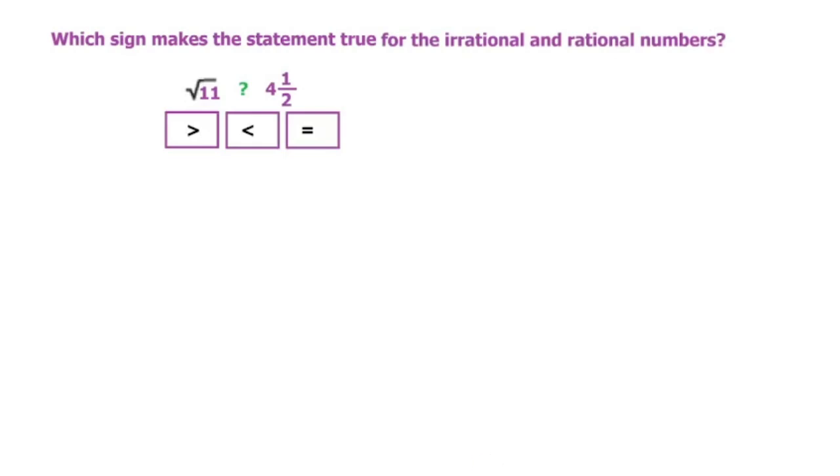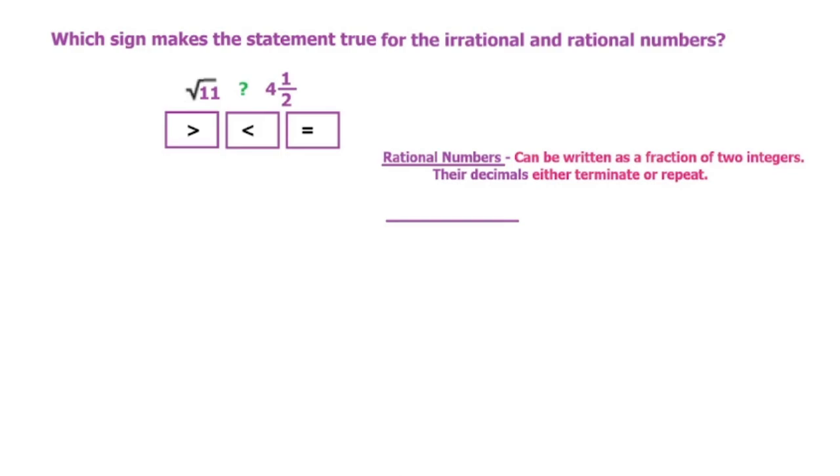In this video, I'm going to teach you about rational and irrational numbers, and I'll teach you all the tricks associated with it. So if we have a problem like this that says which sign makes the statement true for the rational and irrational numbers, and we have the square root of 11, question mark, 4.5, and we have to figure out if that's greater than, less than, or equal to.